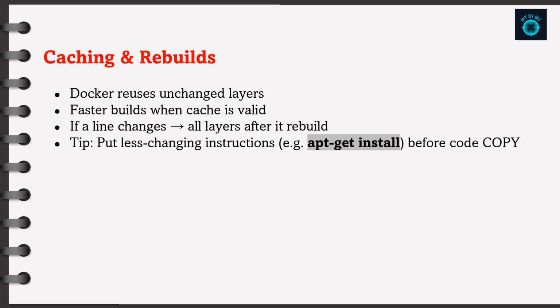For example, if you move a COPY command higher up in your Dockerfile, every rebuild will copy the files again and rebuild all the later steps, even if nothing else has changed. A common tip is to place instructions that don't change often, like RUN apt-get install, before the COPY command. That way, installing dependencies can be cached, and only your code changes will trigger rebuilds. This understanding can save a lot of time when working with large projects.